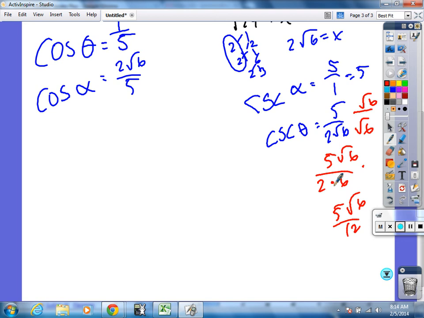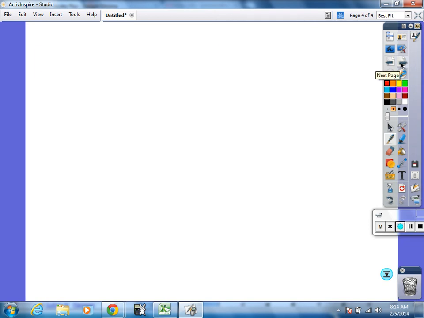Now, the reason why trig functions are important is because every angle has its very own ratio of cosines and so forth.